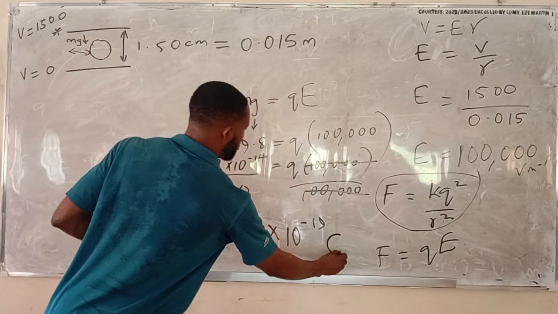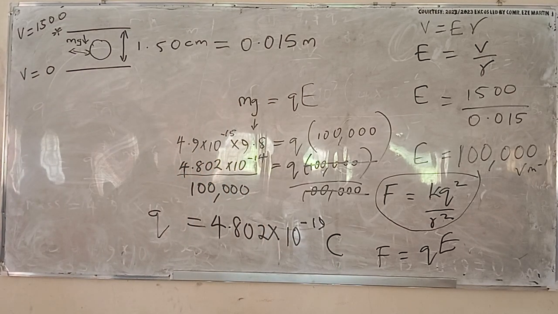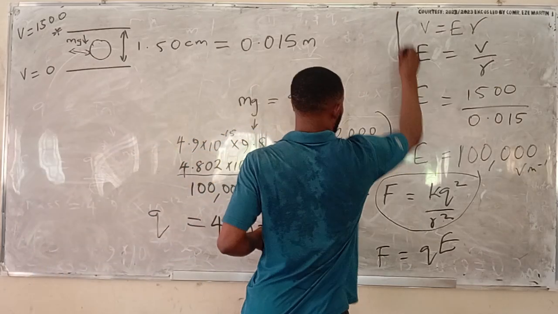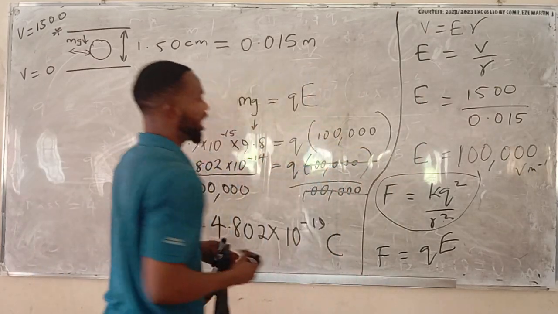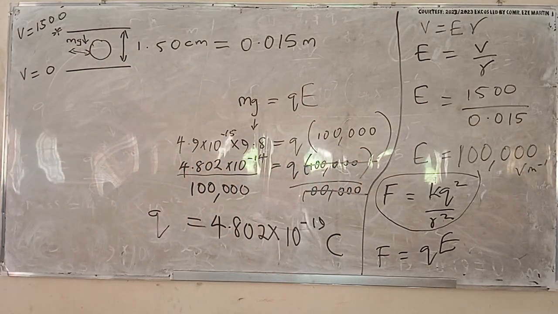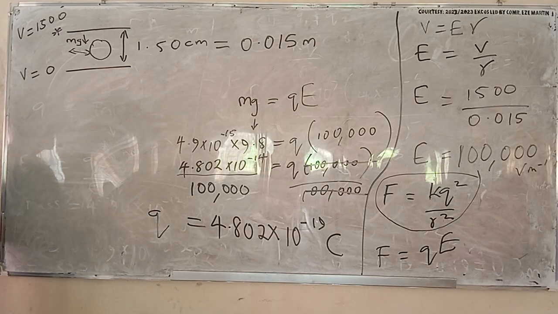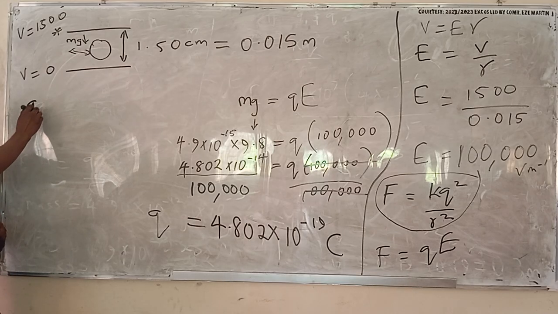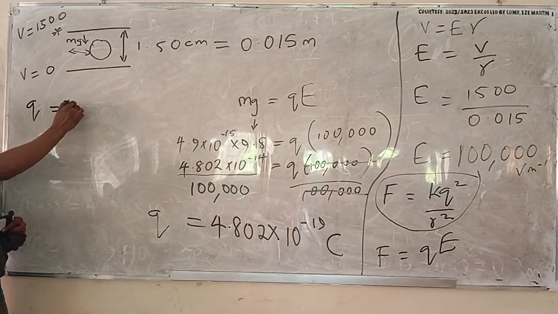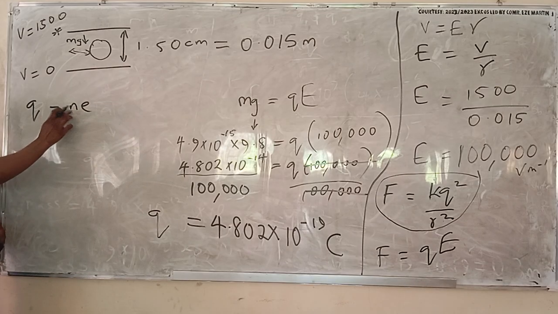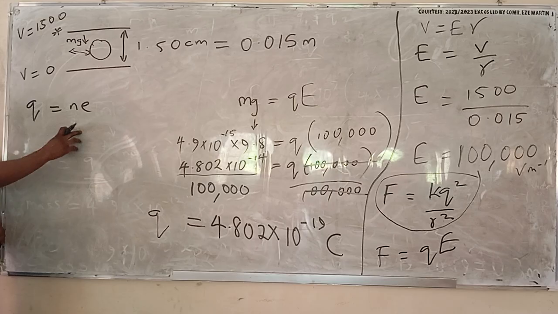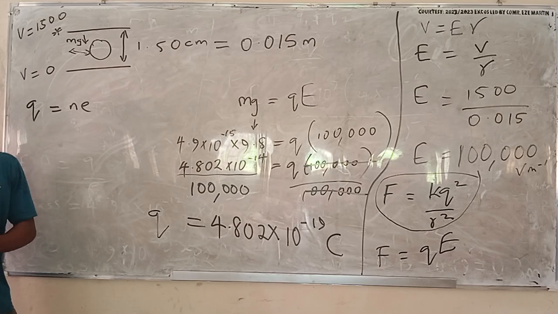So, coulombs. Remember, the reason why I have to get the charge is so that I can be able to solve using that quantization rule. Anytime they ask you the number of electrons in physics, the only way to find it is by using the quantization of charge formula, which is Q equals NE. This stands for the number of electrons, and you know that that is true.